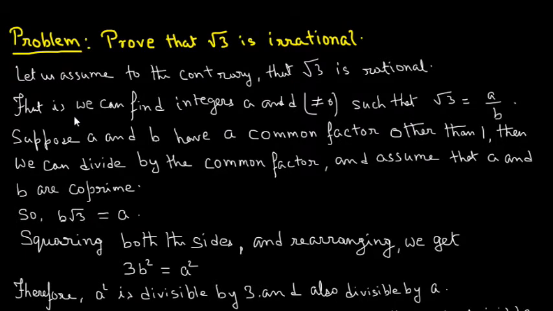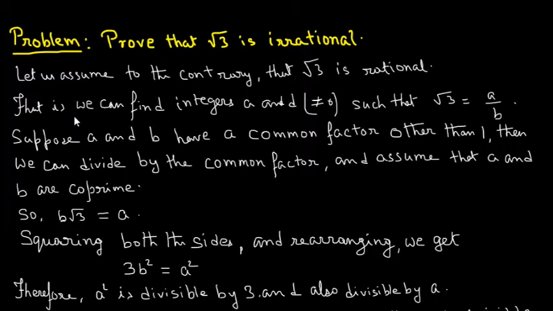So till now we have seen, let us assume we have to prove that root 3 is irrational. We have assumed, let us assume to the contrary that root 3 is rational, that is, we can find integers a and b which is not equal to 0 such that root 3 is equal to a upon b. Suppose a and b have a common factor other than 1, then we can divide by the common factor and assume that a and b are co-prime.